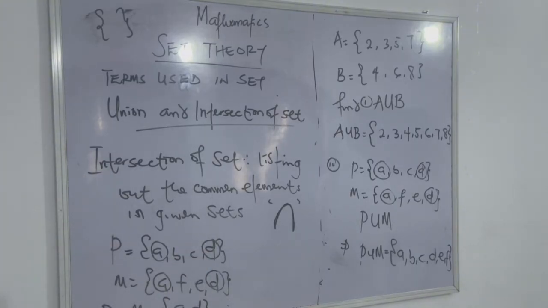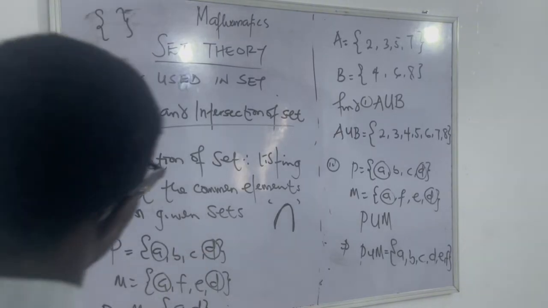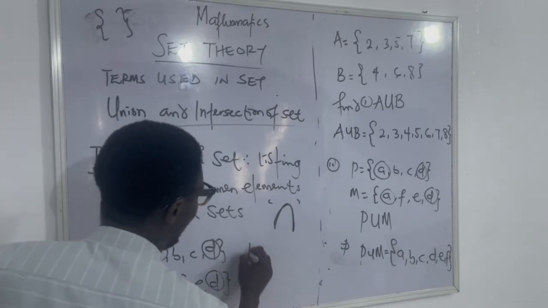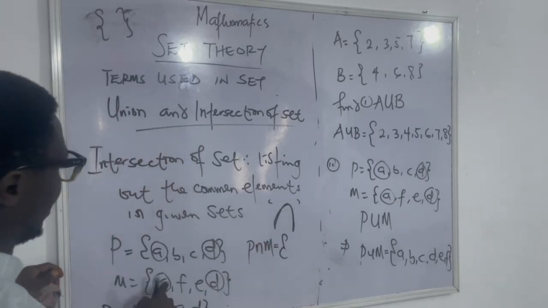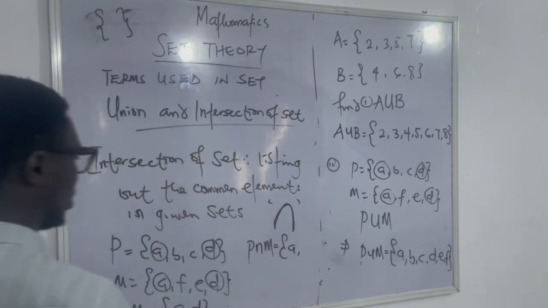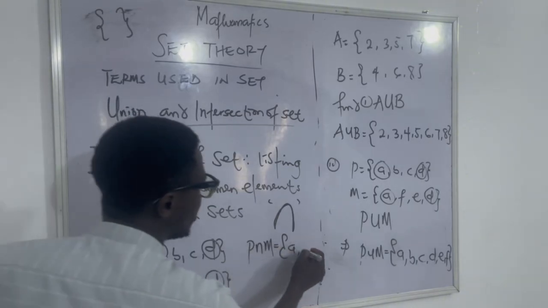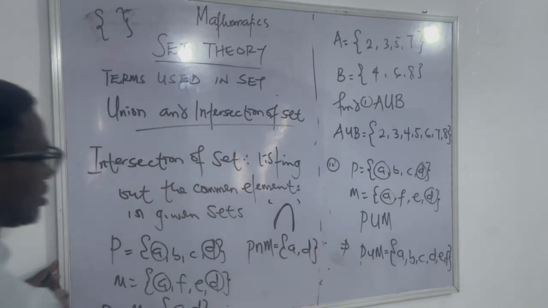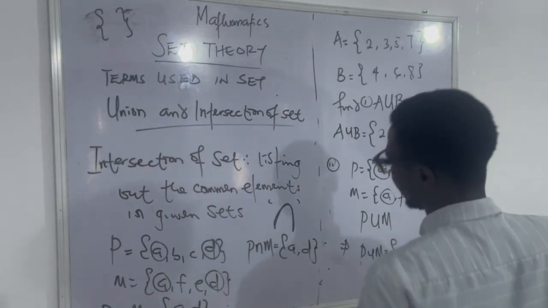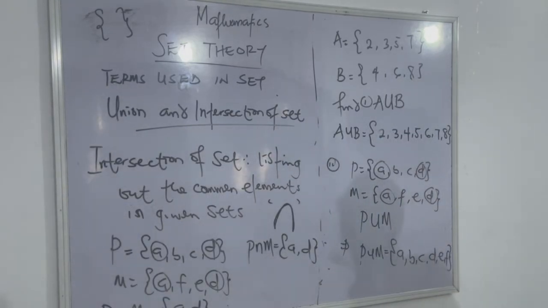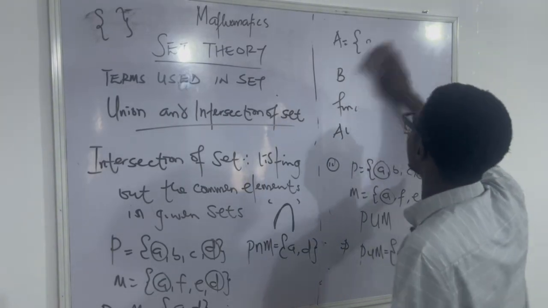So that is P intersection M. P intersection M is what? A is common, you write them out. D is also what? Common. So that is what? Intersection. That is intersection.